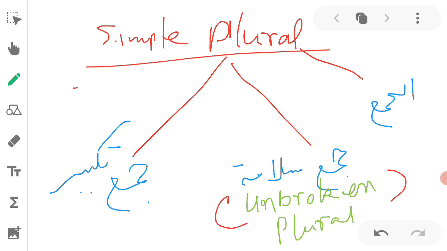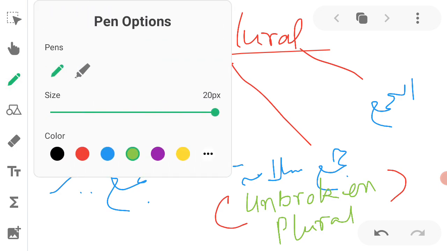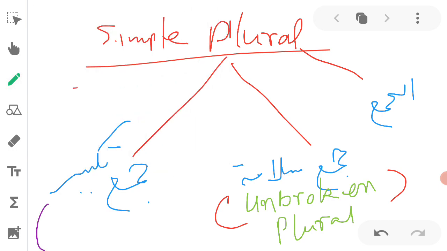It's called unbroken plural because the structure of the singular is not broken in order to make that plural. I'll give an example in a minute. We actually have given one already, but I haven't defined it, so you might not have noticed. And jama taksir, on the other hand, is a broken plural. It's called broken plural because in order to construct it, the constitution of the singular is broken in a way I will explain in a minute.